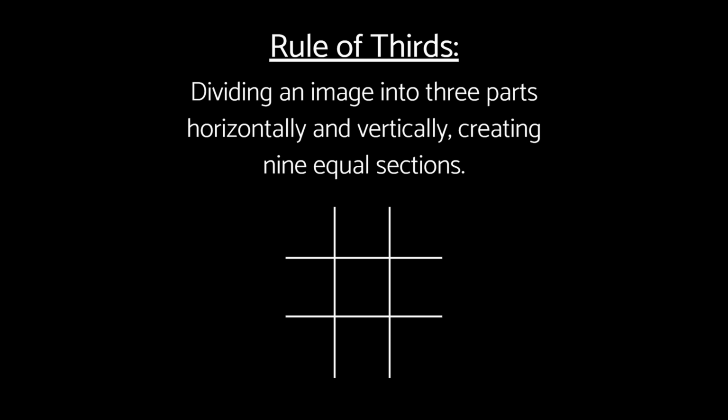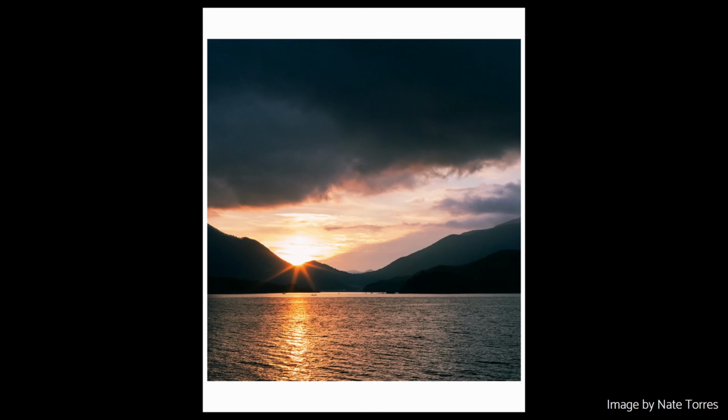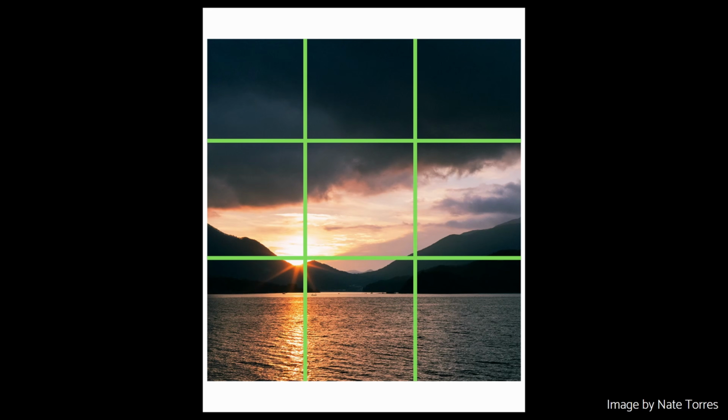Placing a key element or the subject at one of these intersections can draw the viewer's eyes and create balance in the photo. For example, in this image I took in Japan, I wanted the main focal point to be the sun. In order to do that, I placed the sun on an intersection on the rule of thirds. In this case, I placed it on the bottom left.